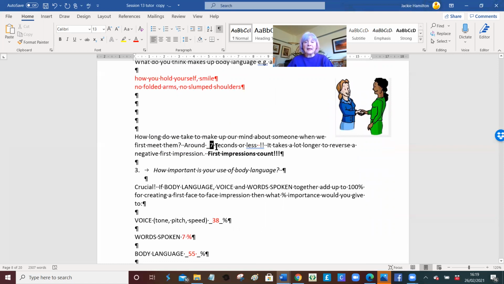How long do we take to make up our mind about someone when we first meet them? It's around 7 seconds or less. It could just be like that. And sometimes it's that first gut instinct that is right.